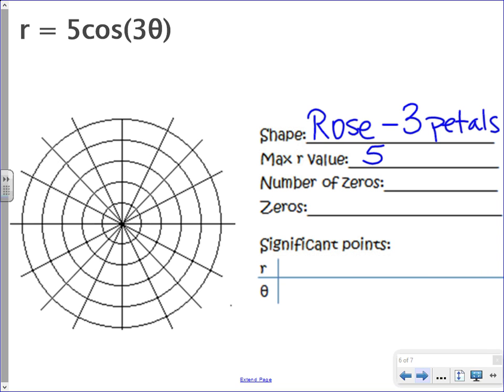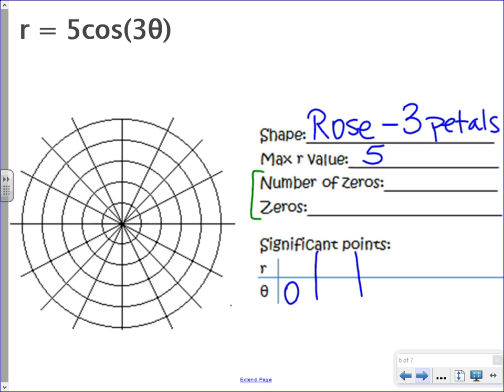Okay? Now, actually, these cosine rose curves are a lot nicer to write. Okay, and I'll show you why. Remember, you save zeros for the very last. You want to save those until after you graph it because you need to count how many zeros there are going to be. For your significant points, I only need 2 of them, all right? And you're always, always, always, always going to start with theta is 0.